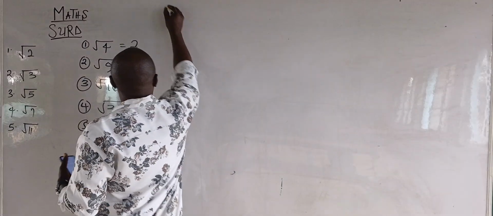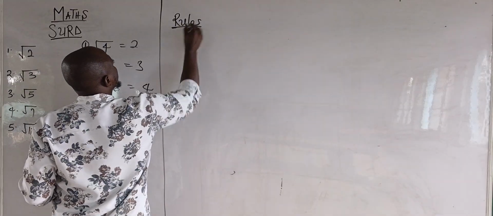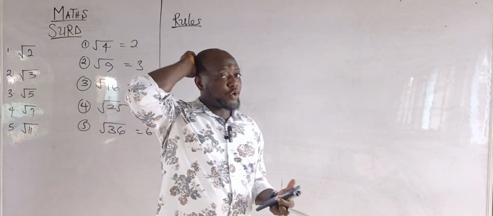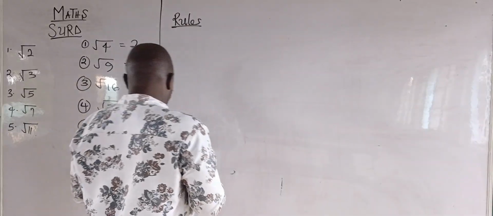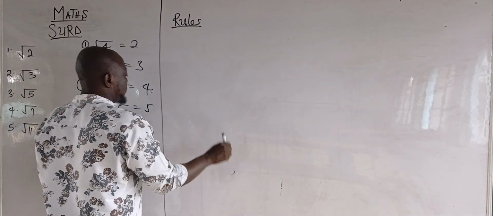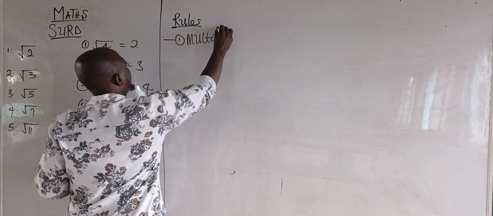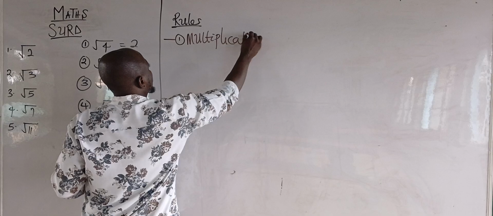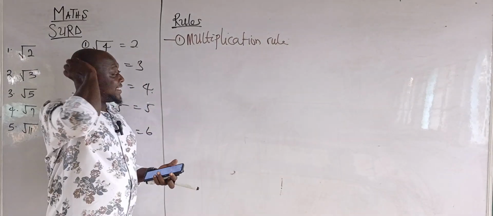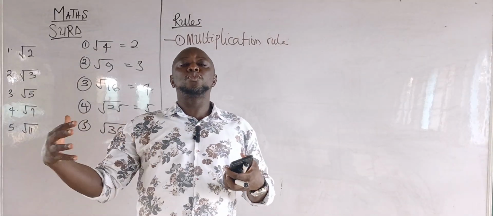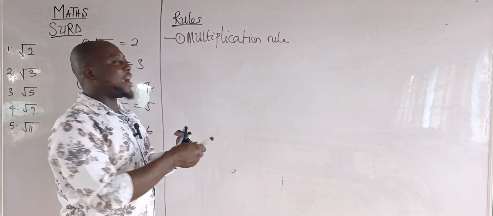Next thing to note is, let's talk about the rules. The rules of surds. There are laws that govern surds. So number 1, we have the multiplication law. In this case, we are saying that when we have 2 or 3 sets with the multiplication sign, you can multiply all of them. This is what we say.